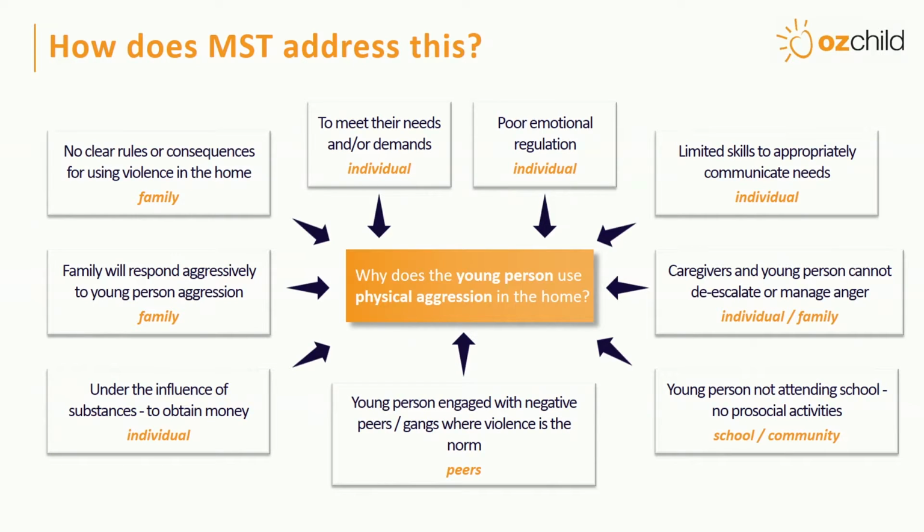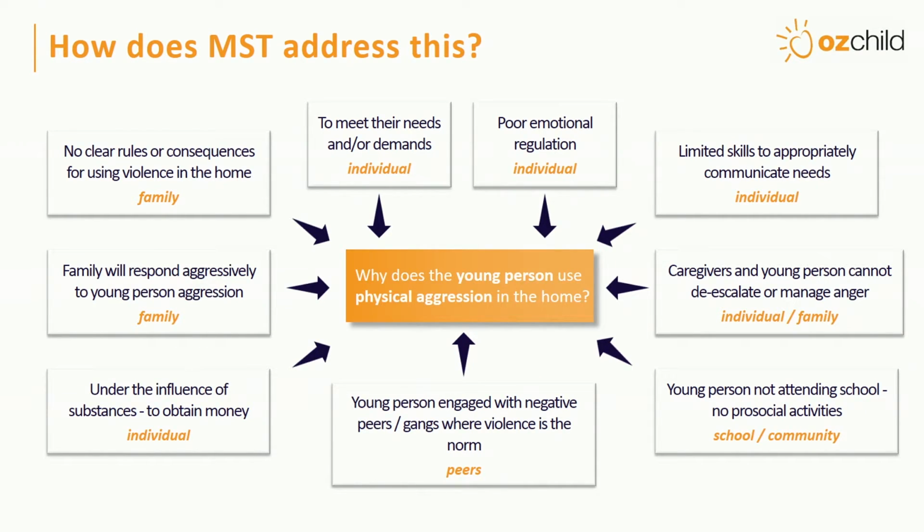So how do we address it? If a young person is using violence in the home, the way an MST clinician would start to understand why they may be doing that is to identify all the potential drivers for that behaviour. Now, this by all means is not an exhaustive list, but it's some of the drivers that we've identified with the families we've worked with so far.